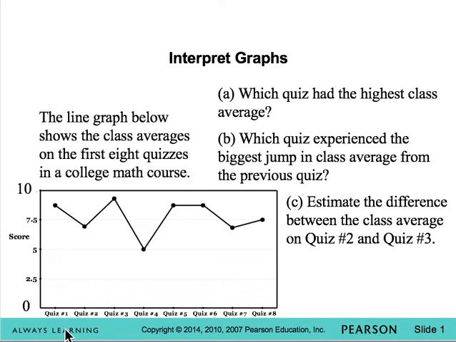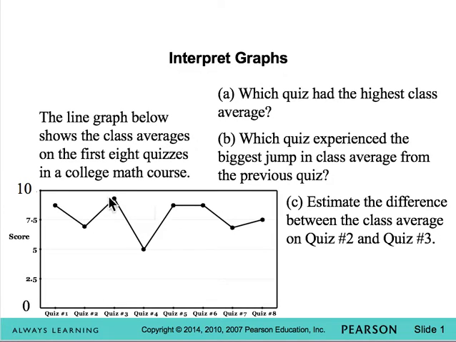So let's see, look, we've got quiz 1 right here, and apparently we're going from 0 to 10 for these scores, and here's a 5, 7.5. Here's quiz 2, okay, all the way to quiz 8. Which quiz had the highest class average?